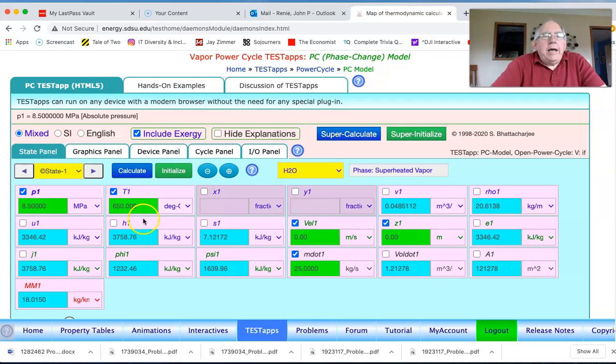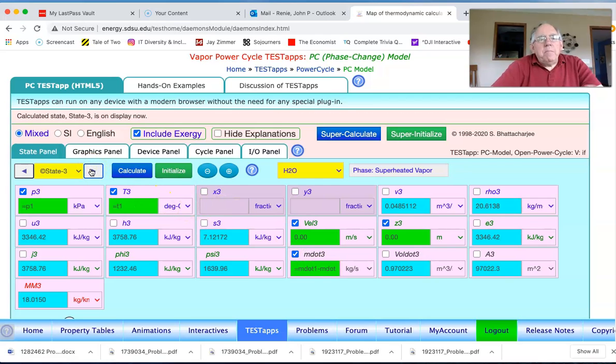State 1 is the high pressure, high temperature. State 2 is the same conditions. It's just what is being diverted off, and the difference between 1 and 2 is that 1 has a flow rate equal to 25 kilograms per second. 2 is the exact same thermodynamic conditions, however, it's 20%. The m dot is 20%, which is 5 kilograms per second.